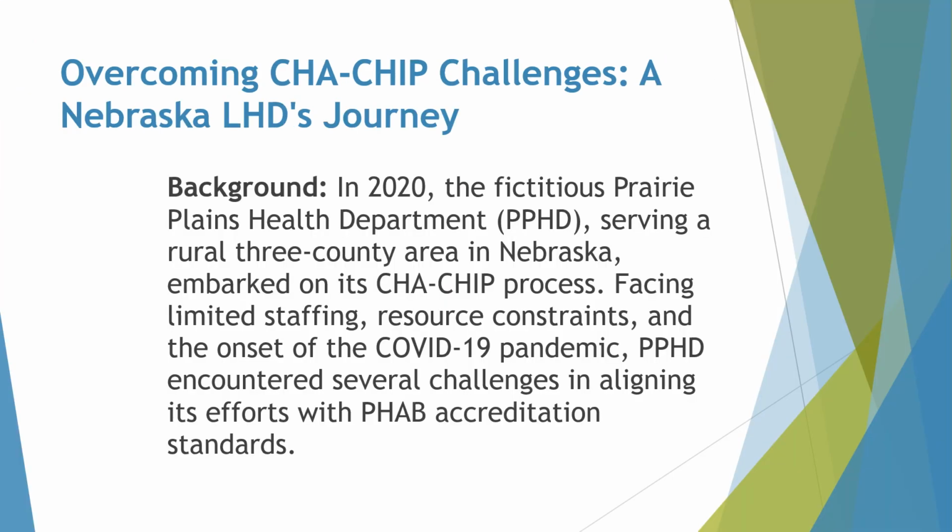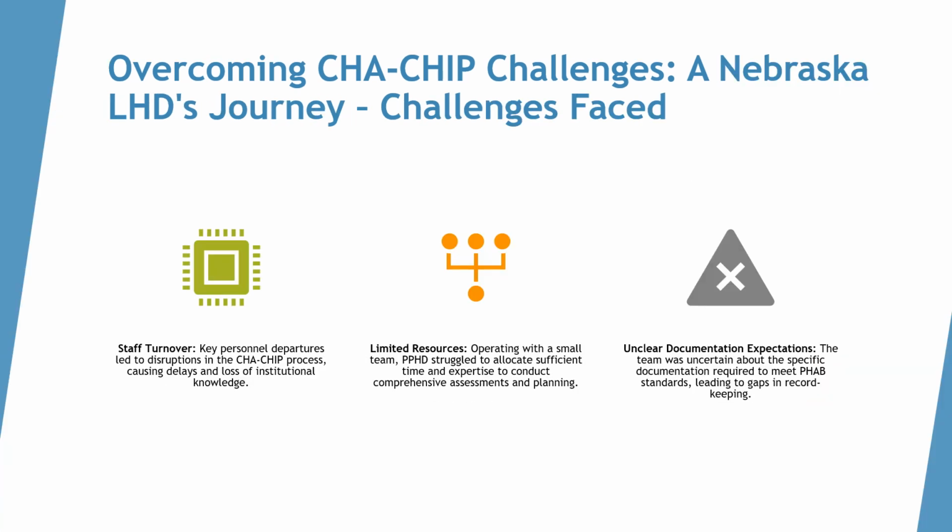So I thought it might be fun just to walk through a real-world example. In 2020, there was a fictitious Prairie Plains Health Department serving a rural 3-county region, and they began their CHIP process. And they encountered multiple barriers. They had staff shortages, limited funding, unexpected demands of the COVID-19 response, and uncertainty about how to align with PHAB documentation expectations. But still, being the people they are in public health, they just said, we're going to try accreditation anyways.